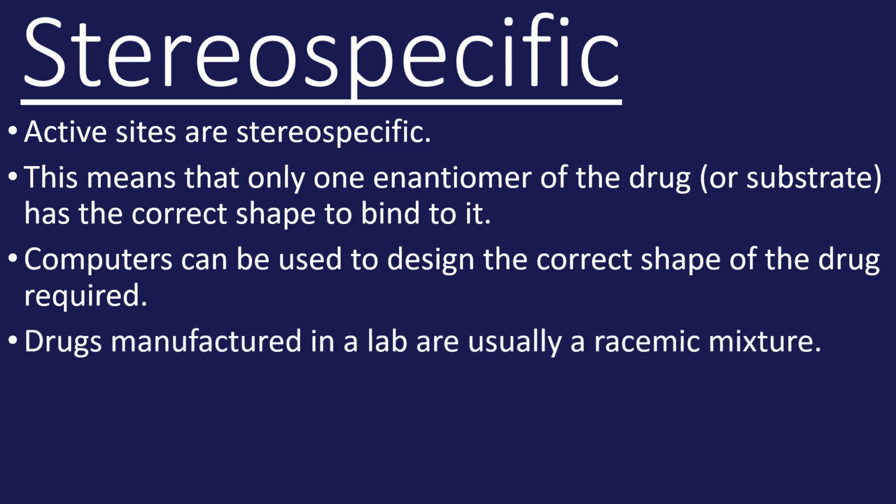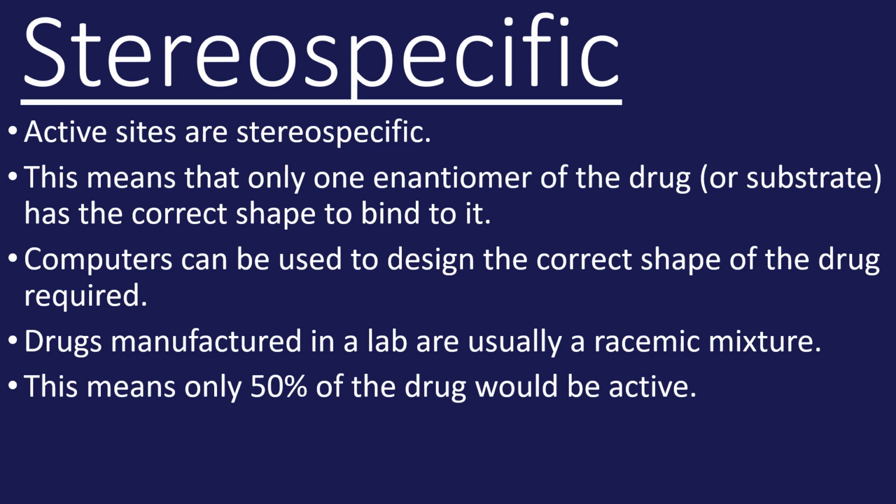Now, just a point to make: if you manufacture a drug in a lab, the chances are you would make a racemic mixture. That means you have both enantiomers in a 50-50 mixture, an equal amount of both enantiomers. So that means that only 50% of the drug that you make in a lab would be active, because only one of those enantiomers is the correct shape to fit the active site. That means that the other 50% is either inactive or even worse, could have side effects.